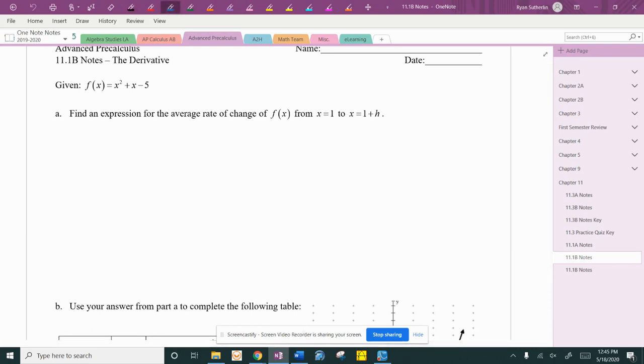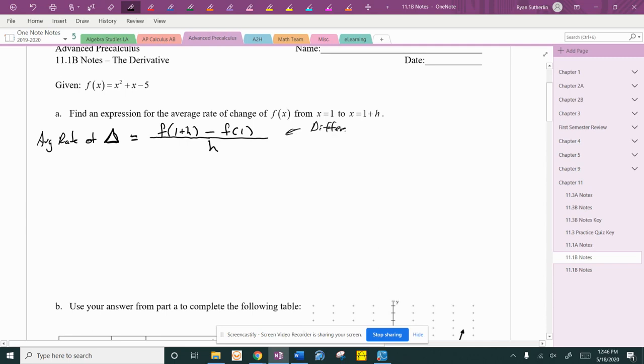When we do this, the average rate of change, remember, is f of b. So I'm going to write average rate of change. Sometimes the triangle, the Greek symbol delta, is used to represent the word change. The average rate of change is f of b, which in this case is f of 1 plus h, minus f of 1, all over h. Now remember, this is called the difference quotient, and we worked with simplifying those last time.